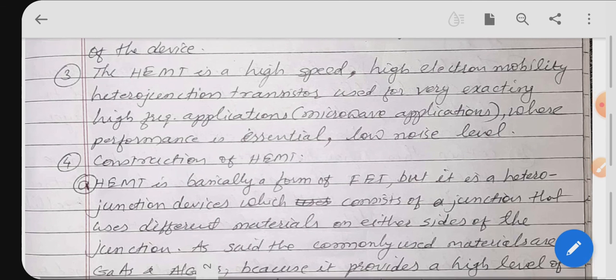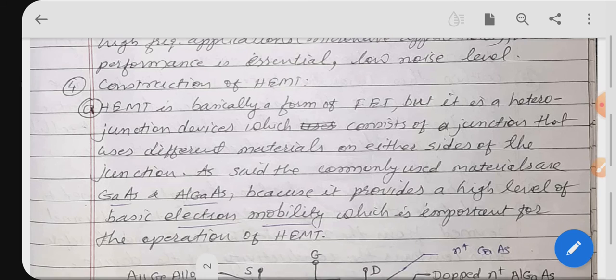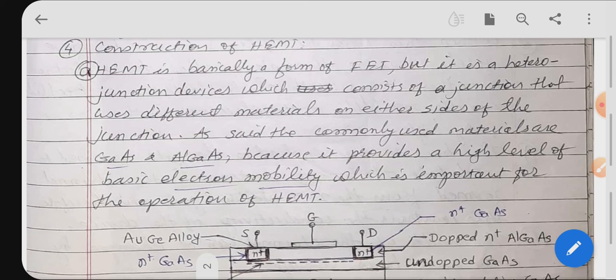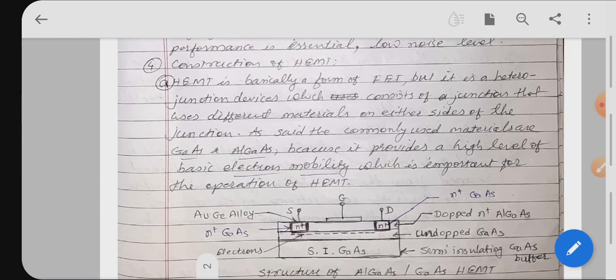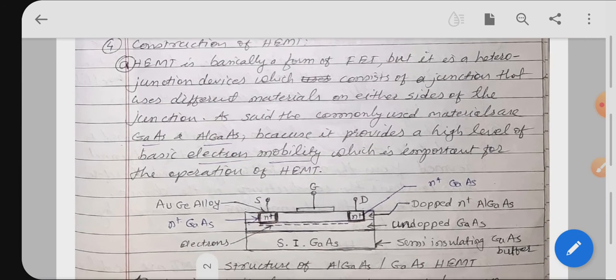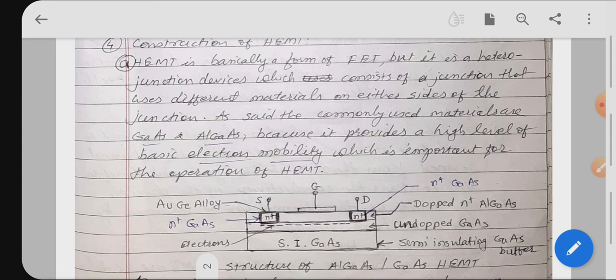Now how is the construction of HEMT? As you can see in this diagram, HEMT is basically a form of FET. As in FET there are three terminals, source, gate and drain, here also there are three terminals, source, gate and drain. It can be seen here. So it is a form of FET, but it is a heterojunction device, whereas FET is a homojunction device.